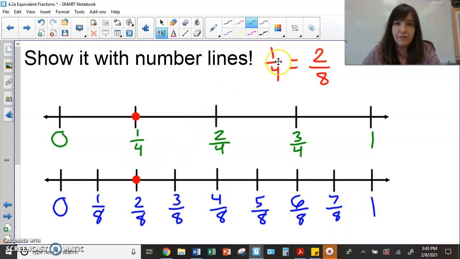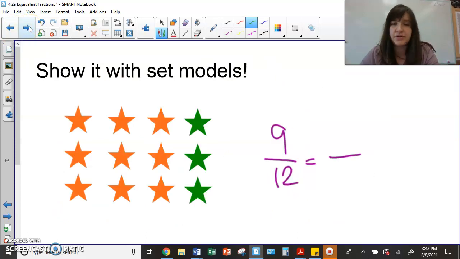I showed 1/4 being equal to 2/8 because 1/4 lands on the same part of the number line as 2/8. I could also show that 2/4 is equal to 4/8 and 3/4 is equal to 6/8. Let's show it one more way. Let's show it with set models.